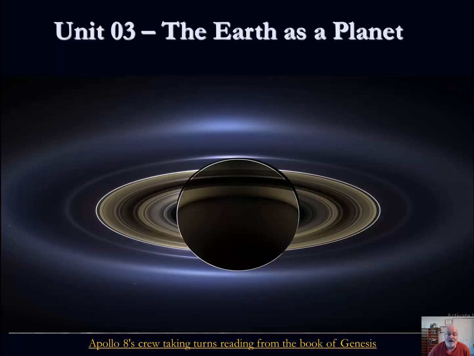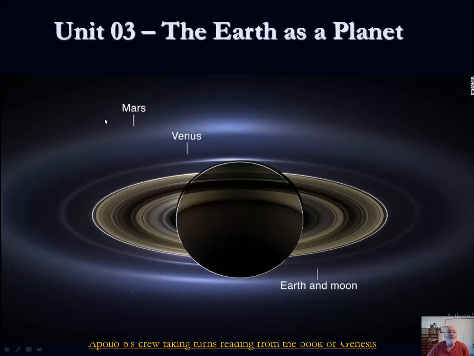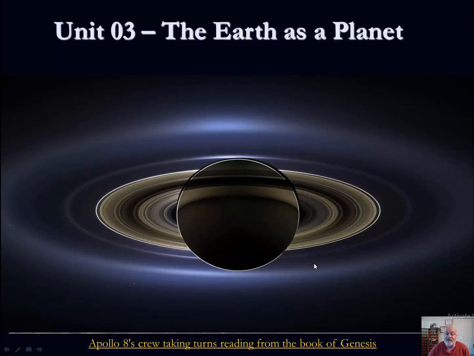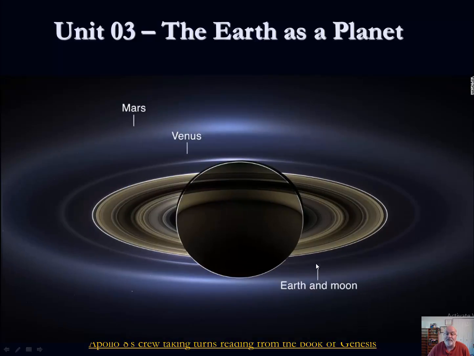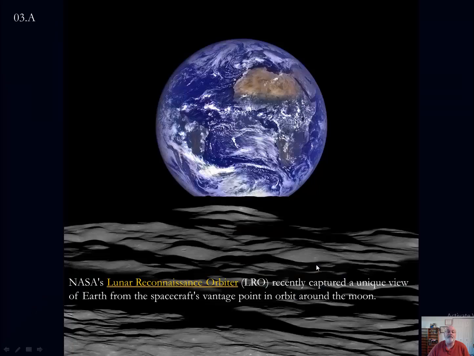Okay, so why am I showing a picture of Saturn when we're talking about the Earth as a planet? Because if you look here, you see Saturn eclipsing the Sun. The Sun is in the background, so it illuminates the rings of Saturn, some of the gaseous areas. And you can see there are some other celestial bodies in there. If I do another click, you notice that Mars is up there. Venus is right there. And this little body down here is the Earth and the Moon. So there's the Earth and the Moon.